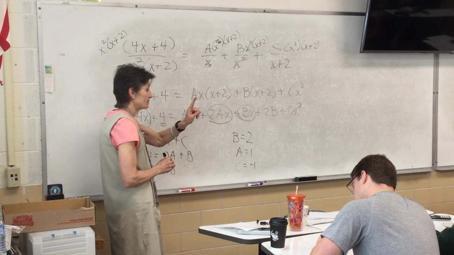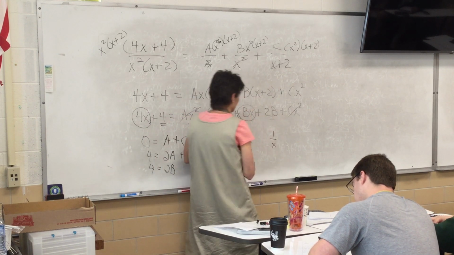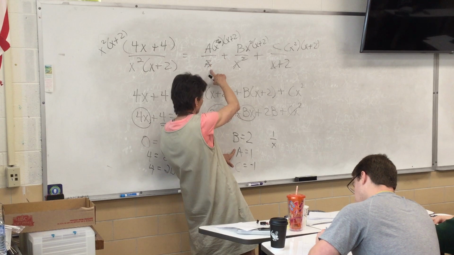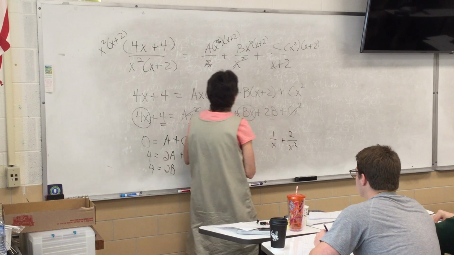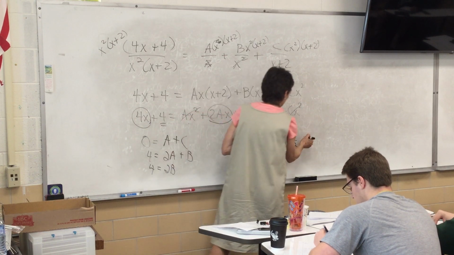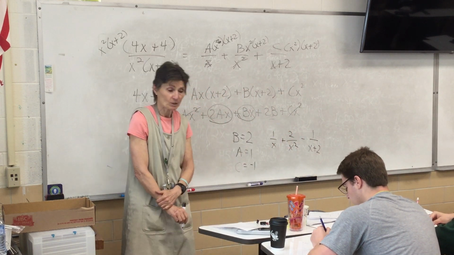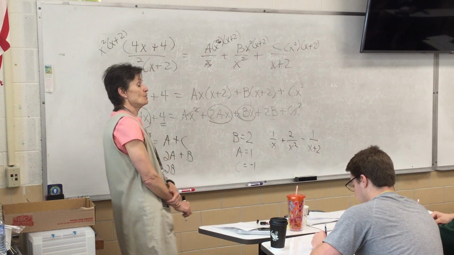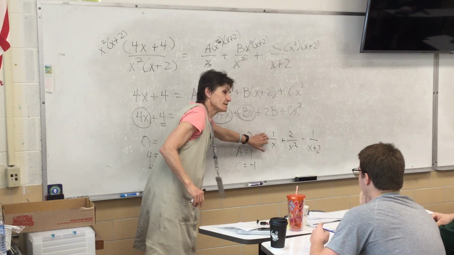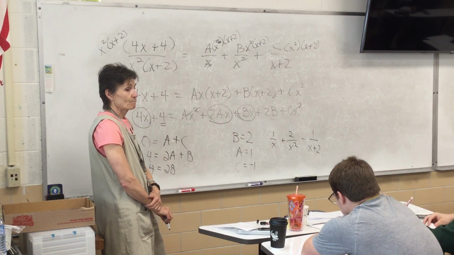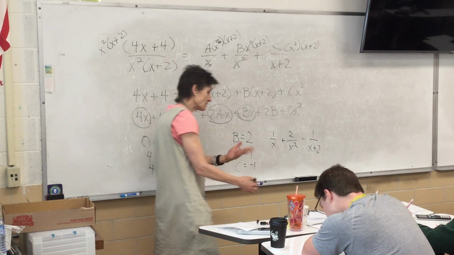You're not done. The answer is 1 over X, your A over your X, plus 2 over X squared, minus 1 over X plus 2. There are your partial fractions. Remember, your job was to find the partial fractions. You're finding the fractions, so your answer is the actual fractions. Got it?